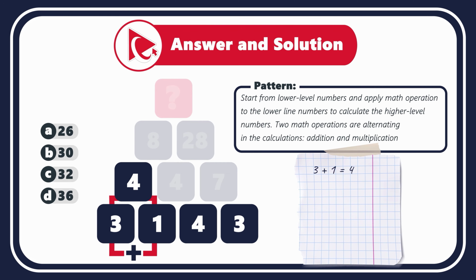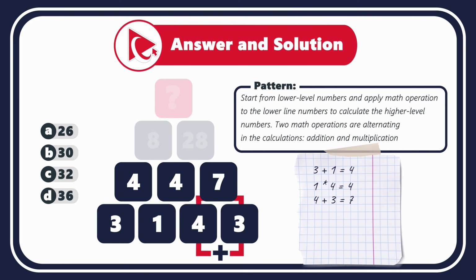3 plus 1 equals 4. But 1 multiplied by 4 equals 4. Remember I told you that addition and multiplication are alternating. So the next one would be addition again. 4 plus 3 equals 7.